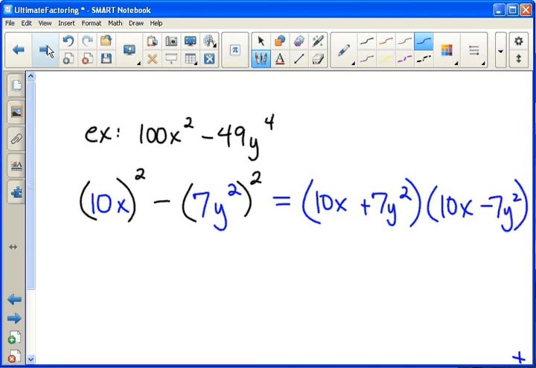One last thing to tell you before we end is these only work when you are subtracting. If you notice, every single example was subtraction in between. That's why it's called the difference of squares. It will not work if you're adding when it comes to squareds.